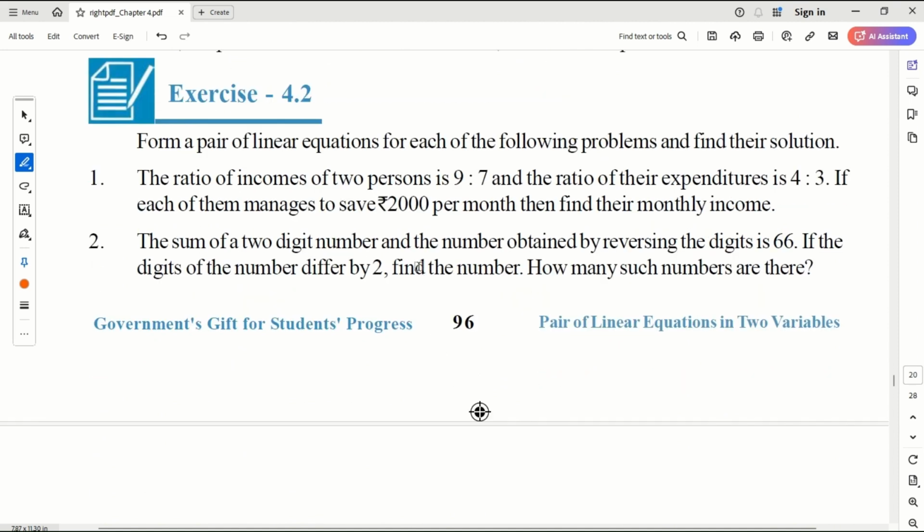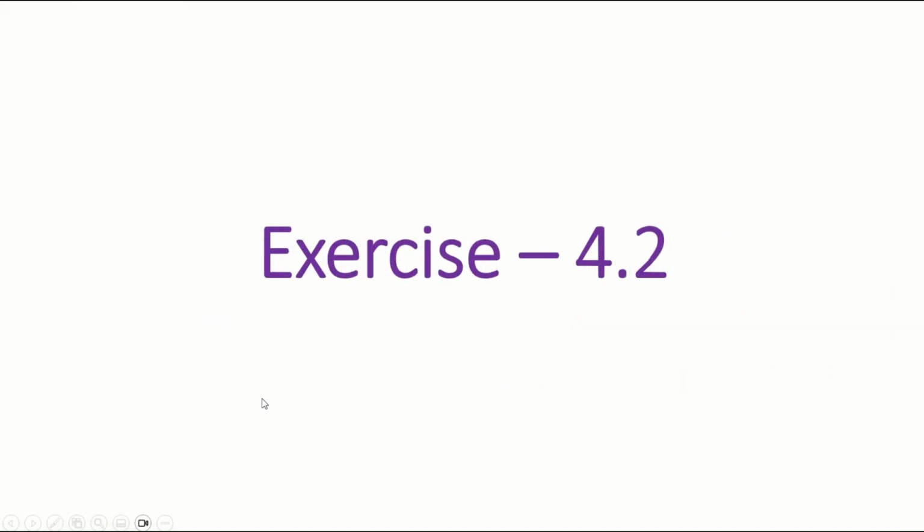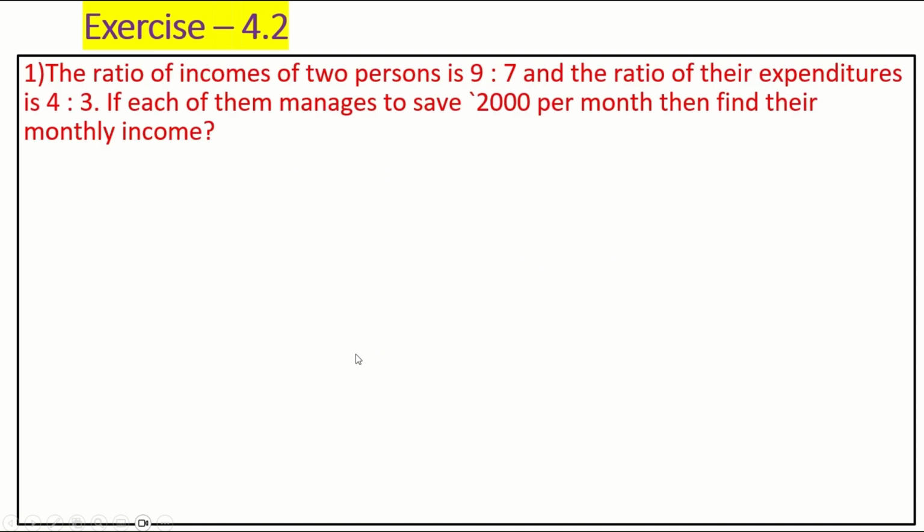Now let's go to the exercise part. Let's say exercise 4.2. The ratio of incomes of two persons is 9:7. The ratio of their expenditures is 4:3. If each of them manages to save 2,000 per month, then find their monthly income.